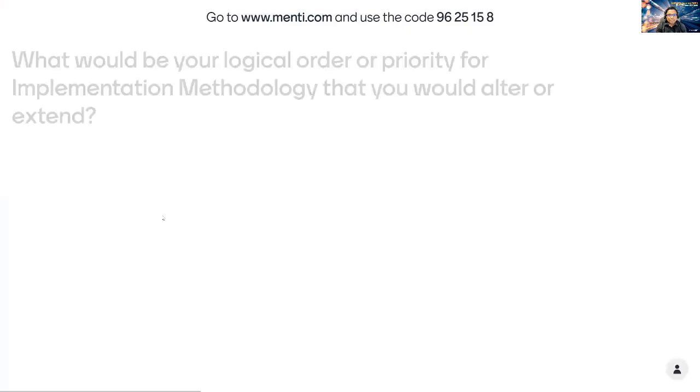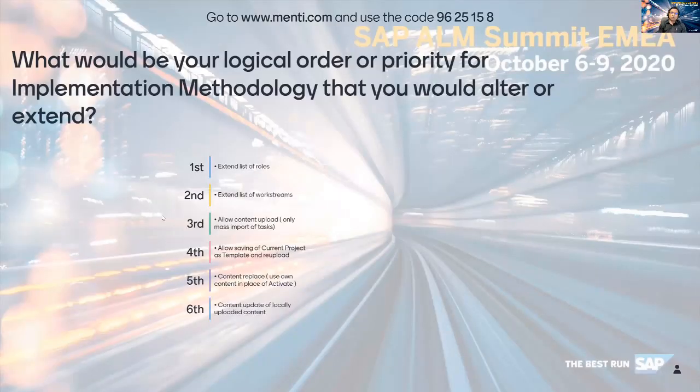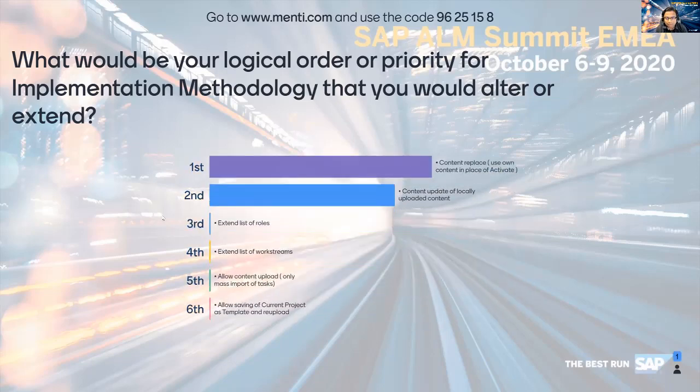The next one is around, if you had to put an order of priority of the methodology for implementation, what would you alter or extend? So that's the order. You can just drag and drop the element for each of those areas. So extend list of roles. If that is your priority, then put that as your top priority. If something else is your top priority, then put that. So automatically you will see whatever is your priority of what you would want to prioritize while you're implementing and wanting to alter or extend.